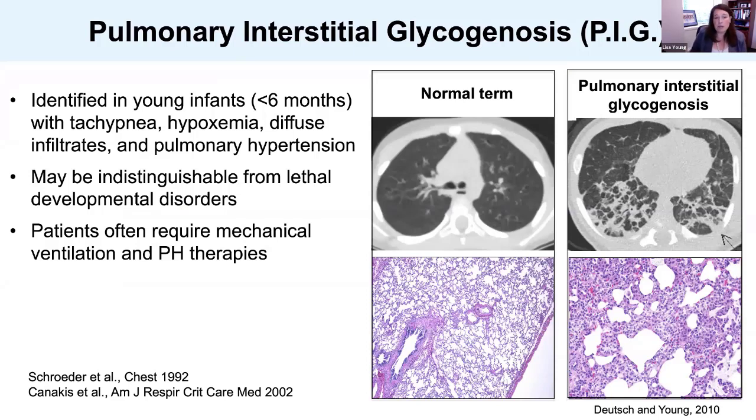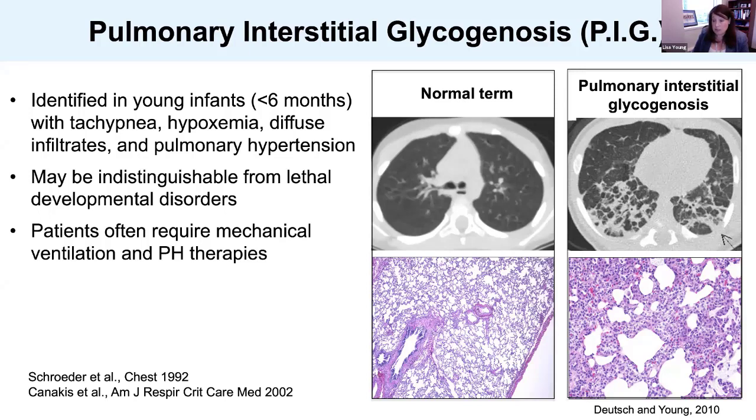This entity called pulmonary interstitial glycogenosis has a terrible acronym, and I try to say the mouthful instead of calling it P.I.G or PIG to parents. But it's only found in young infants, generally less than 6 months of age. They usually present with tachypnea, hypoxemia, diffuse infiltrates. Some can have severe pulmonary hypertension, even requiring ECMO. So it can be really indistinguishable from more lethal developmental disorders like the alveolar capillary dysplasia.